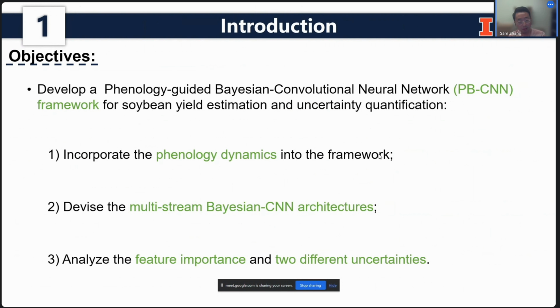Second, we want to develop a multi-stream Bayesian-CNN model, which can help us process the multi-source information and do the uncertainty quantification. The third one is to analyze the feature importance and the 2 different uncertainties.